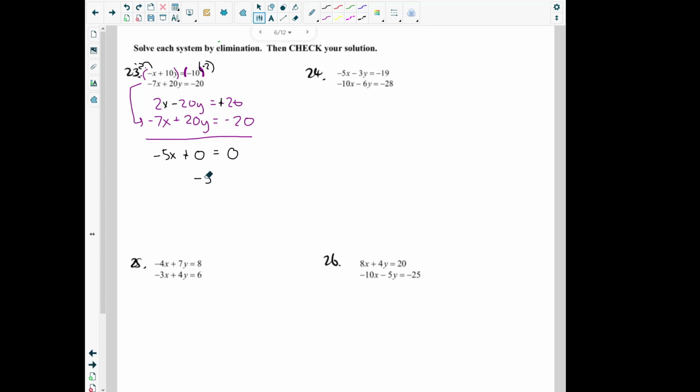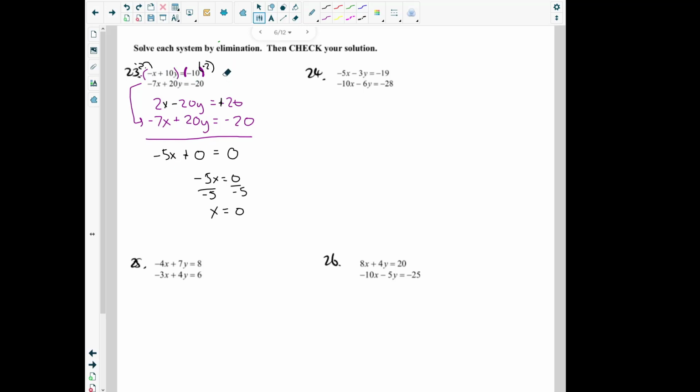So I get negative 5x equals 0. I'm going to divide both sides by negative 5, so I can get x by itself. And what do I get? x equals 0. Okay, I can take that x equals 0, plug it into either equation, and solve for y.